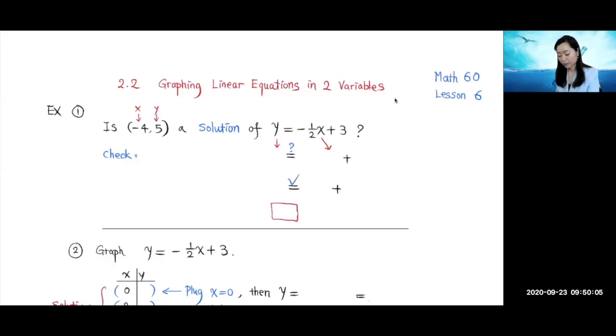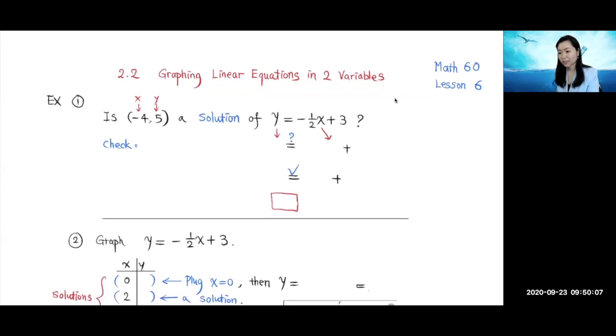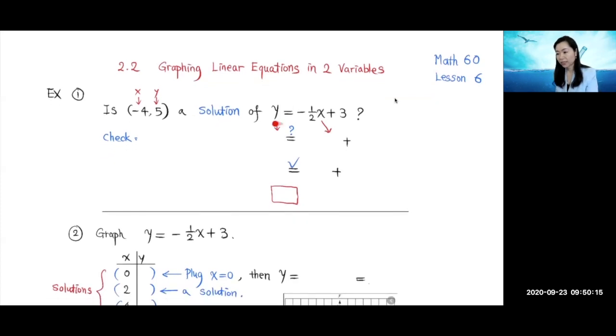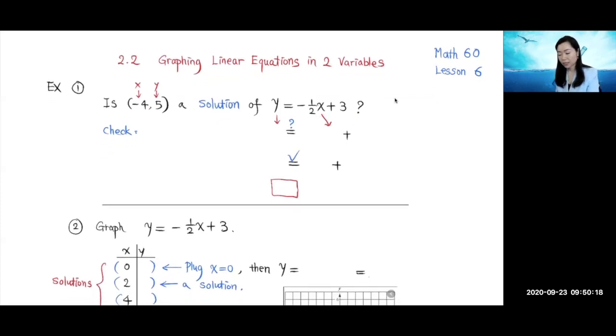So first, let's think about what it means to be a solution of an equation. At this point here, is it a solution of this equation? To check this, we'll substitute -4 into x and 5 into y and see if the two sides of the equation are equal. So substitute y to be 5, x to be -4, and we do the calculation.